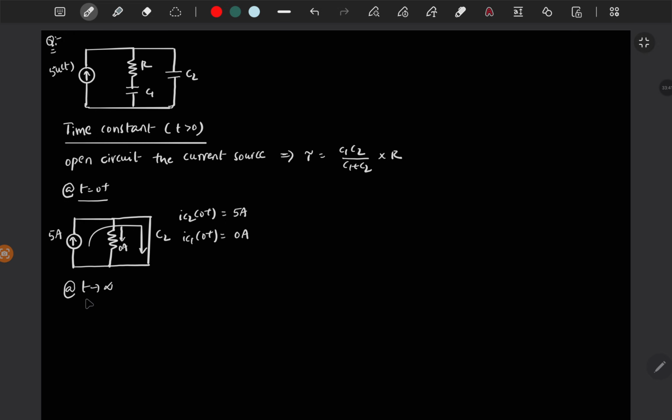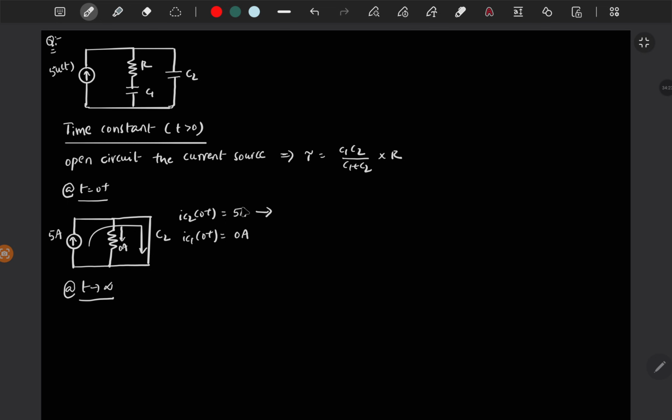Now at t tends to infinity, if you open circuit the capacitor, okay, I'm sorry. Actually, I think this is correct only. So IC2 of 0 plus you will get 5 amps and IC1 of 0 plus you will get 0 amps, which means the capacitor C2 will start charging, right?